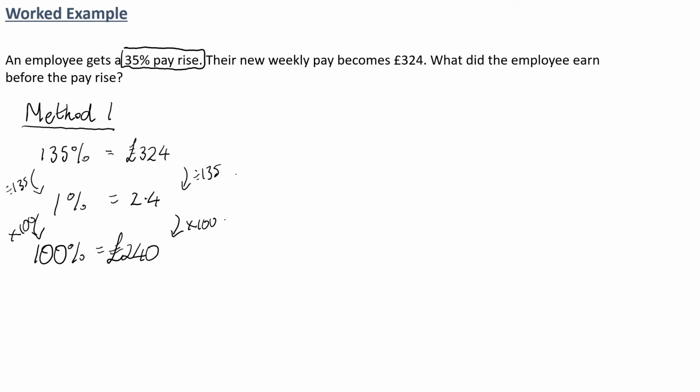If we increase 240 by 35%, we're going to get 324. The important thing here is when you're doing this step, you're doing 324 divided by 135, not the other way about. You're doing this value divided by this value. So that's method 1. Or you could get the exact same answer by using method 2.